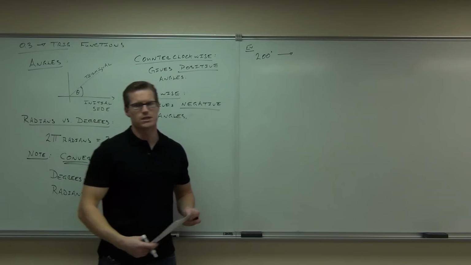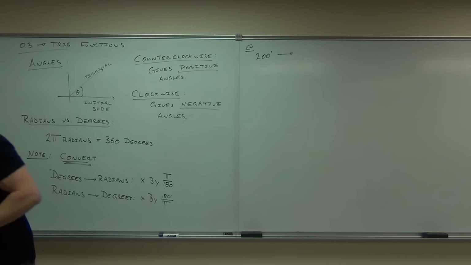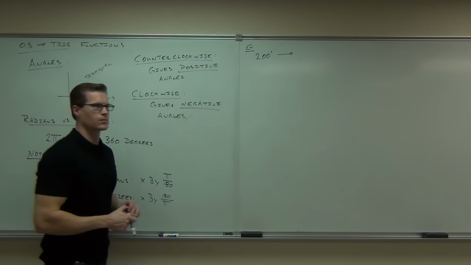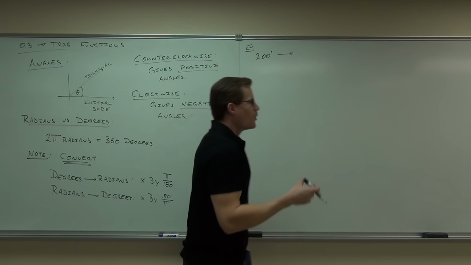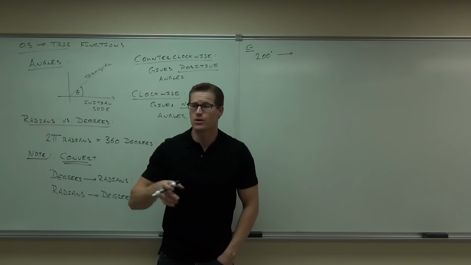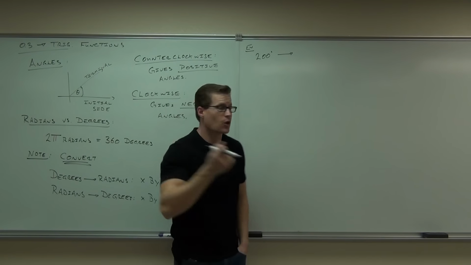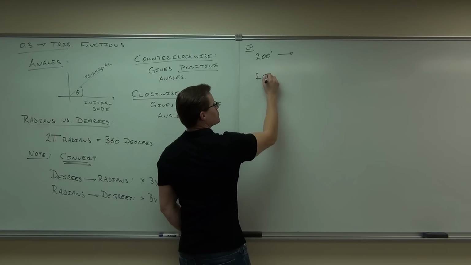So, 200 degrees. If I want to change 200 degrees into radians, well, I'm already in the degree measurement. I want to get rid of the degrees and introduce the radians. So here I'm going to take my 200 degrees.